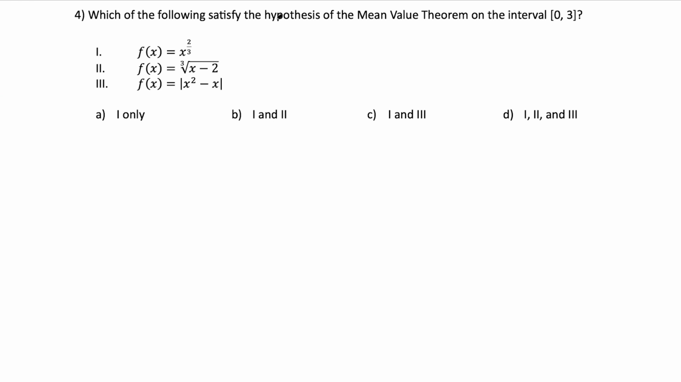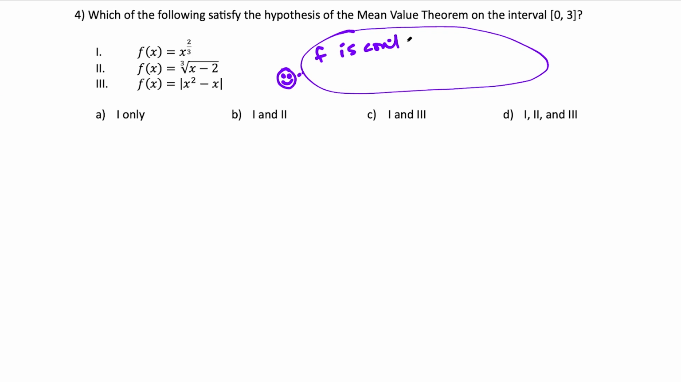Question 4, which of the following satisfy the hypothesis of the mean value theorem on the closed interval 0, 3? So for a question like this, I'm thinking about which of these functions are both continuous on the closed interval 0, 3. So we need f to be continuous on 0, 3, and we need f of x to be differentiable. So f is also differentiable on the open interval 0, 3. Okay, so these are the two conditions that have to be met in order for the function to satisfy the hypothesis of MVT. So let's start with Roman numeral 1.